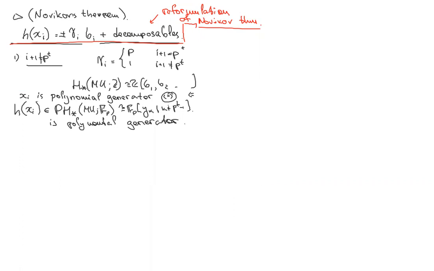Okay, and yeah, from here it already follows that h of xi should be 1.